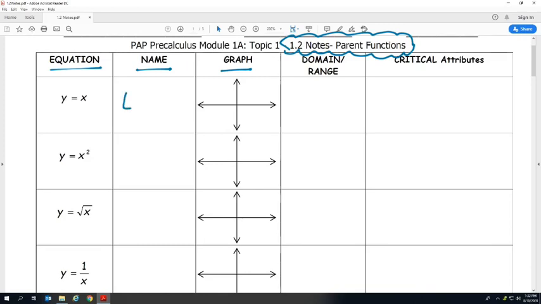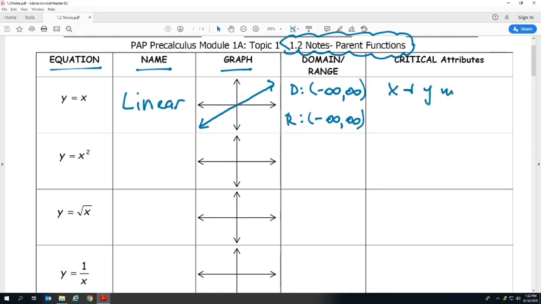So this first one is the linear function. It looks like this when you graph it. Its domain is all real numbers. We'll write it like this, negative infinity to infinity. The range is also all real numbers. Critical attributes: you have an x and y intercept at (0, 0). Also, if you'll notice, as you read this graph from left to right, it's going up over the entire domain, and so it's considered an increasing function.